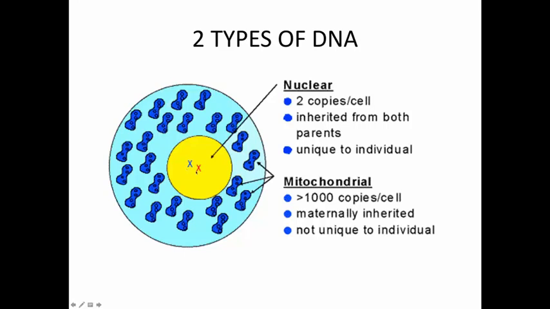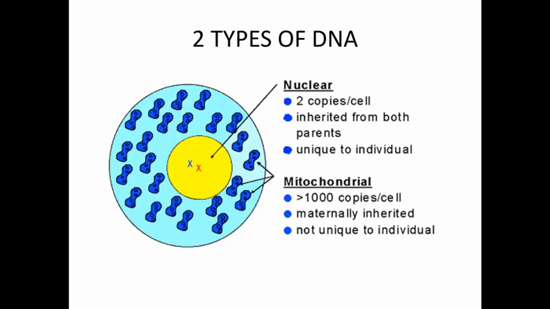You also have mitochondrial DNA, and you have many, many copies of mitochondrial DNA in the cytoplasm area of your cell, and these are all identical and all inherited from your mother, and they're not unique to an individual, because if you have brothers and sisters, they're going to have the exact same pattern of mitochondrial DNA that you do, assuming you have the same mother.